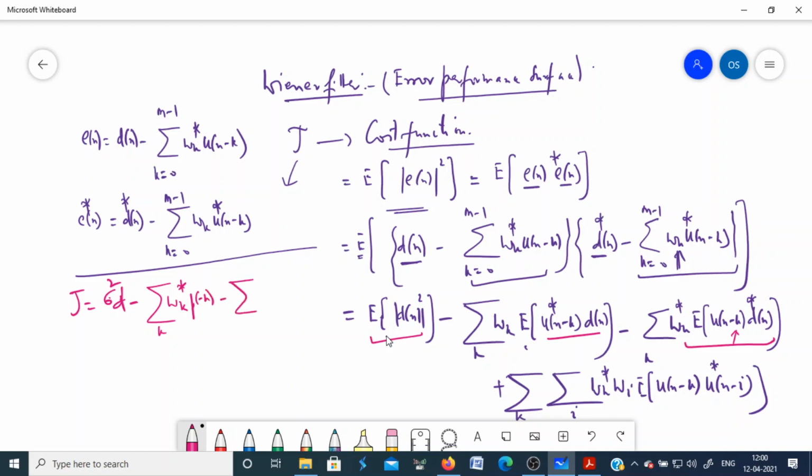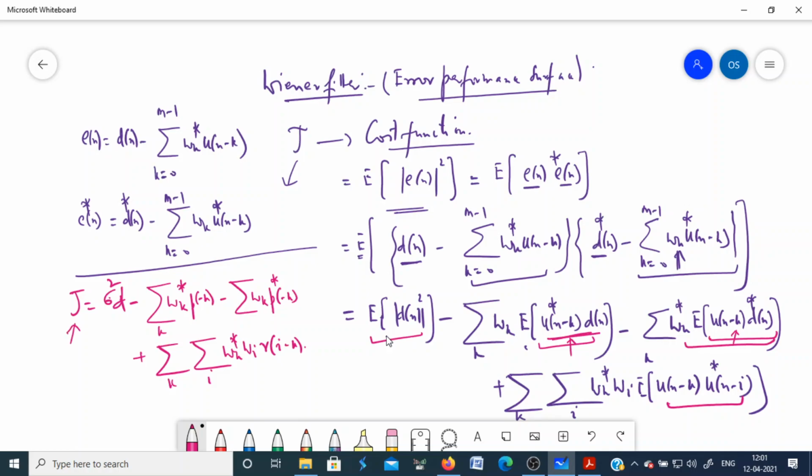And then minus w_k, now this will become p of minus k conjugate, because this term is the conjugate of this, so this will become p of minus k star. So minus w_k into p of minus k conjugate, and last will be plus the double summation over k and i of w_k star into w_i. This will become the autocorrelation sequence at a lag of i minus k. This is my cost function.